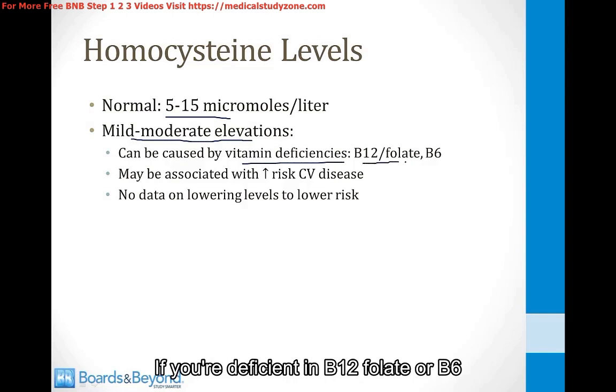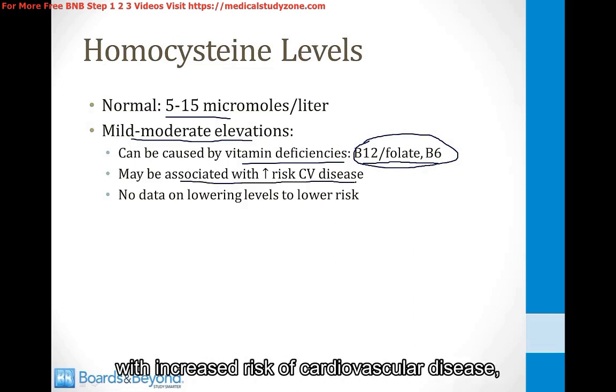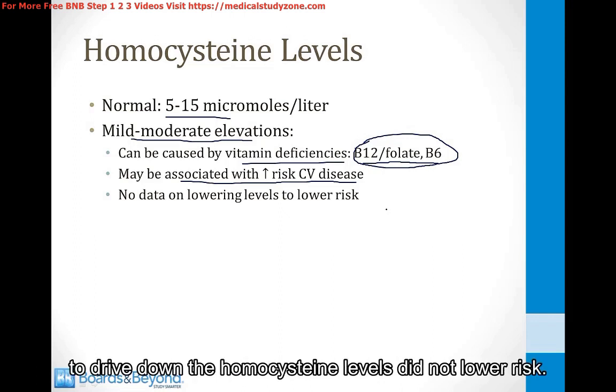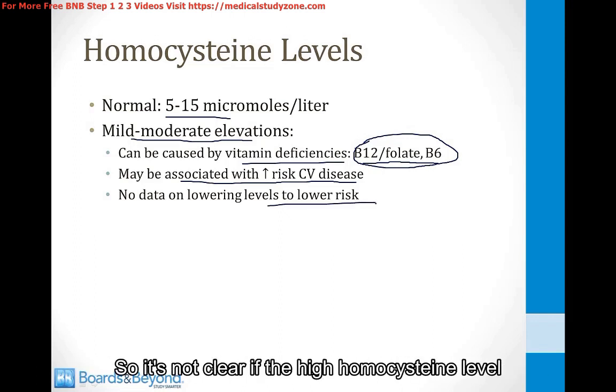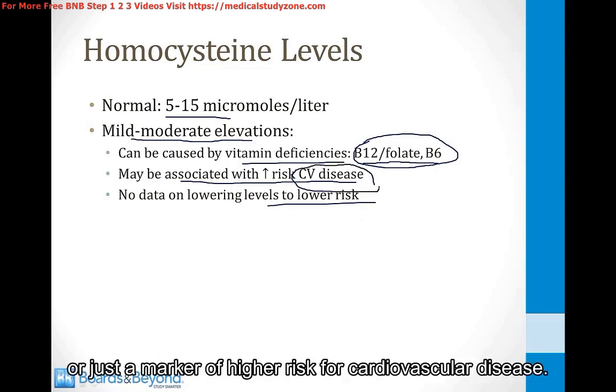If you're deficient in B12, folate, or B6, all of these vitamins are involved in the metabolism of homocysteine, and they can lead to elevated levels. In addition, however, some patients who have normal vitamin levels still have high homocysteine levels, and this has been found to be associated with increased risk of cardiovascular disease, specifically strokes and heart attacks. Unfortunately, clinical trials where patients were supplemented with folate to drive down the homocysteine levels did not lower risk. So it's not clear if the high homocysteine level is the cause of more cardiovascular disease or just a marker of higher risk for cardiovascular disease.